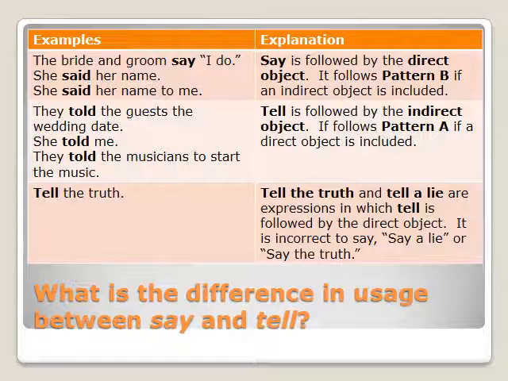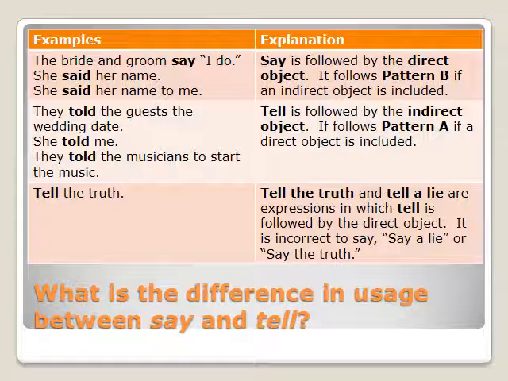So the bride and groom say, "I do." So the bride and groom say what? They say, "I do." She said her name. She said what? Her name. Or if I want to include the indirect object, we'd say she said her name to me. I can't say she said me her name.